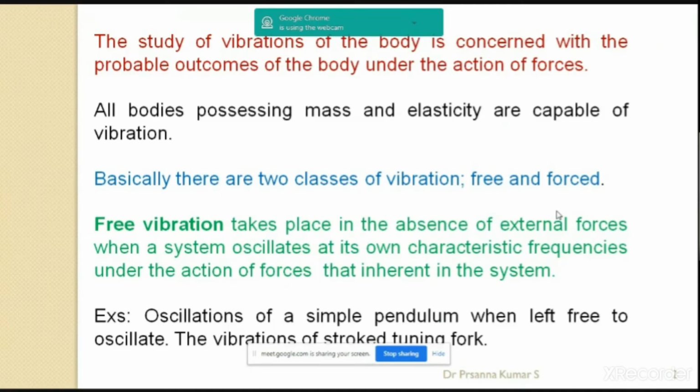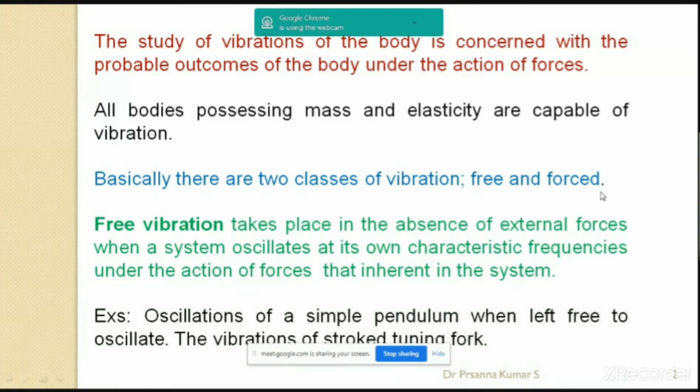Why do we study vibrations, damped oscillations, and so on? Because the study of vibrations is necessary to understand the behavior of matter under externally applied forces. We know that all bodies possess mass and elasticity, and to some extent, they are capable of vibrating. Basically, there are two kinds of oscillations: free and forced.